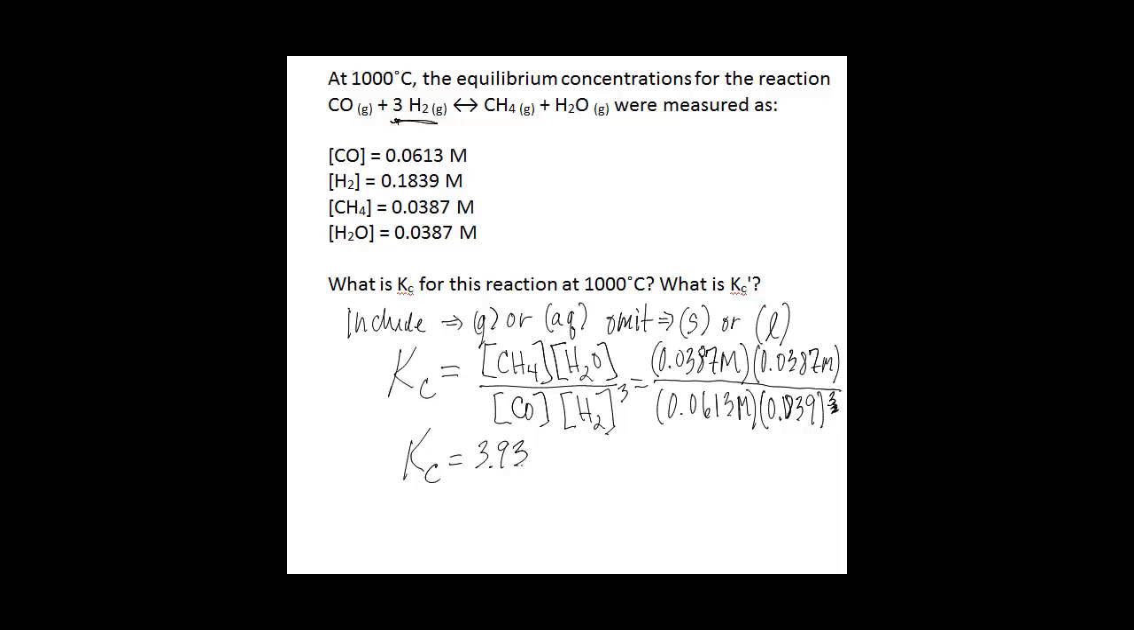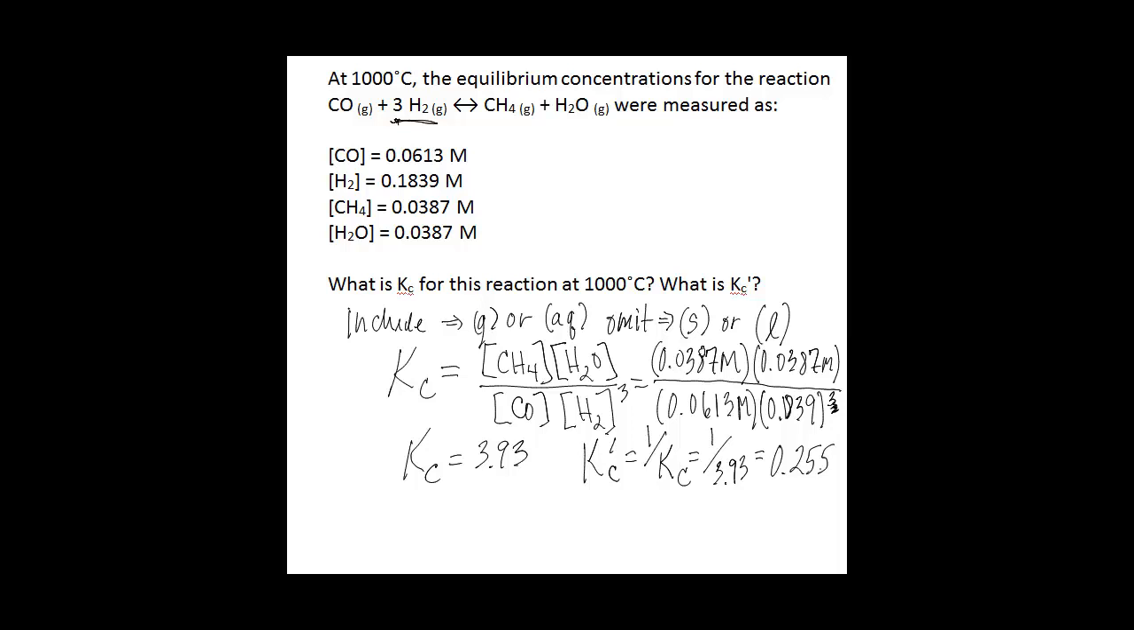So the next thing that you can do now that you have Kc is you can find Kc prime. Kc prime is defined simply as 1 over Kc. So all you have to do is take that Kc value that you found, 3.93, and divide it into 1. And what you'll get when you do that is 0.255.